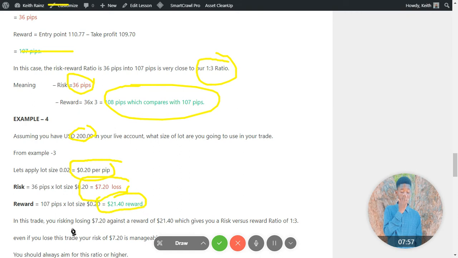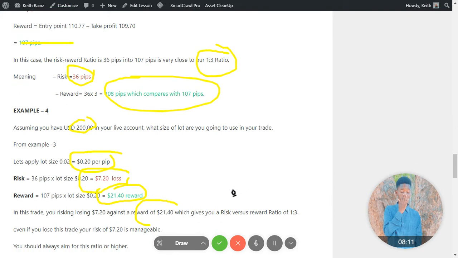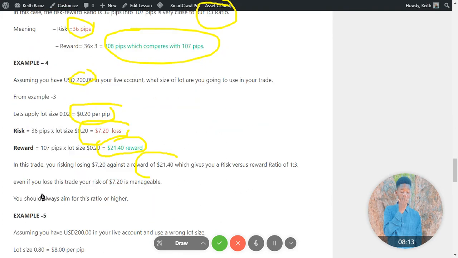So in this trade, we are risking $7.20 against a reward of $21.40, which gives us a risk versus reward ratio of 1 to 3, which is a good thing, as you can see from here. Even if you lose in this trade, the risk of $7.20 is manageable. You should always aim for this ratio or higher.